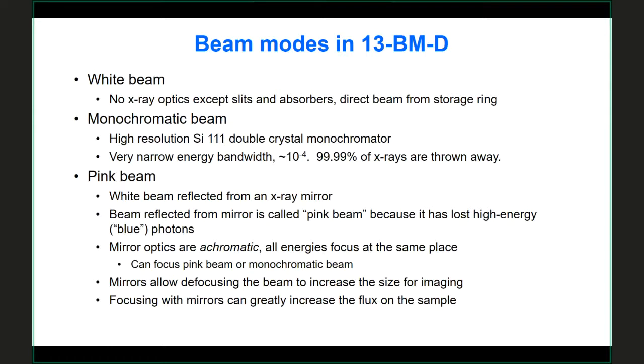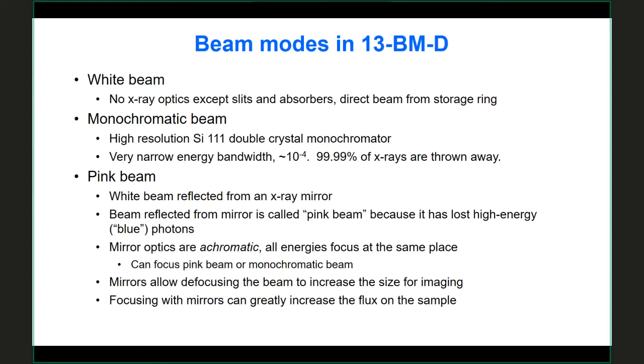And then finally, the way we're going to be running today is with what's called pink beam. So pink beam is white beam that's been reflected from a mirror. And it's called pink by analogy with visible light, because the mirror only reflects the low energy or long wavelength X-rays. So by analogy with visible light, that would be the red. And so it's passing the red and getting rid of the blue, so it's called pink.